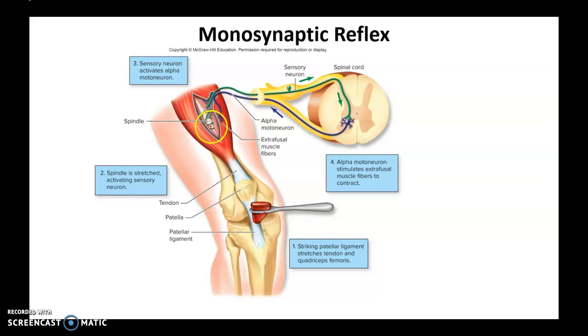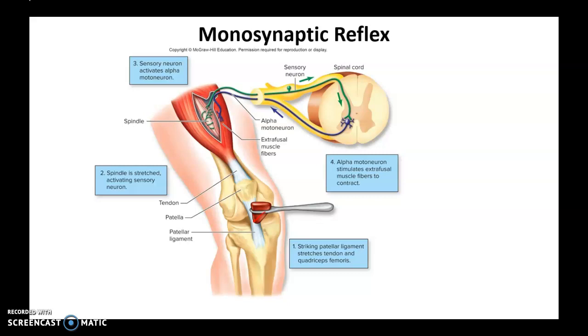The sensory neurons, don't worry about the terms alpha, beta, extrafusal muscle fiber, or intrafusal muscle fiber. Don't worry about those terms a lot. So looking at a monosynaptic reflex. Now, first thing, know that a stretch reflex is a monosynaptic reflex that monitors and regulates skeletal muscle length.